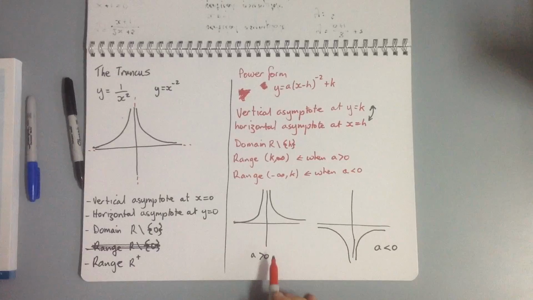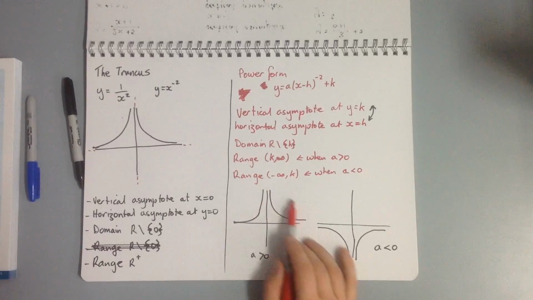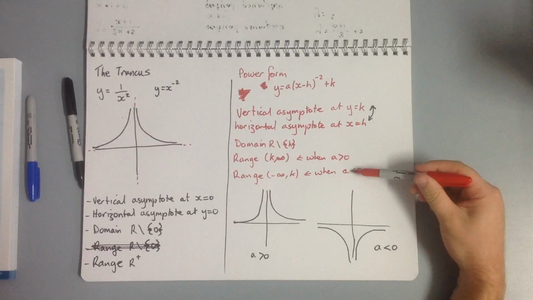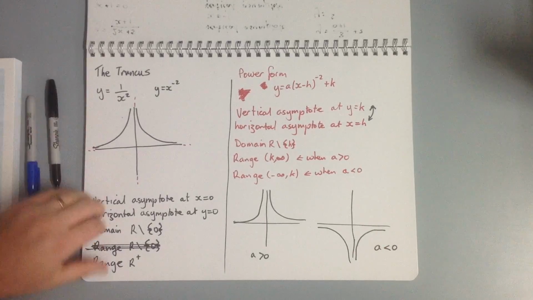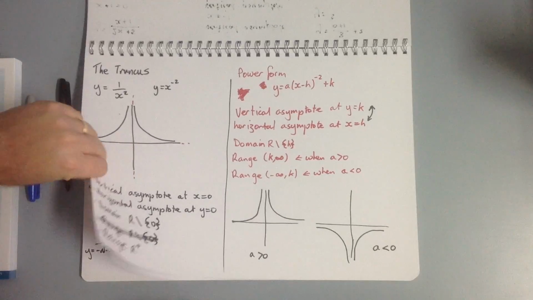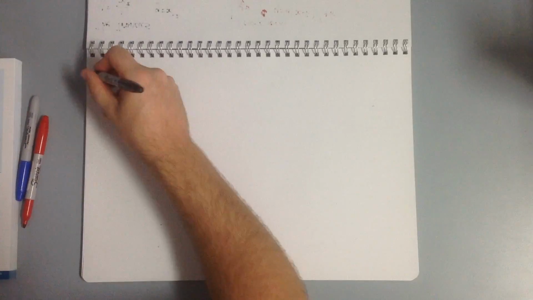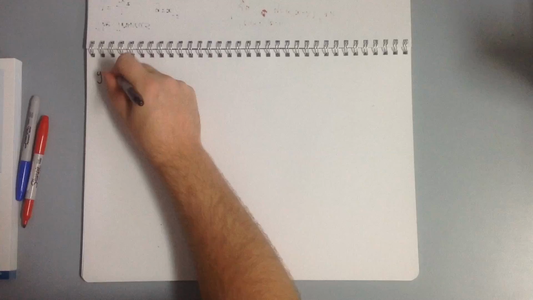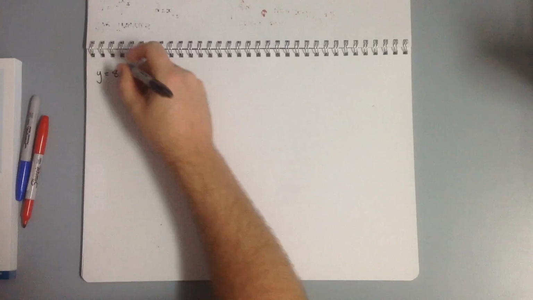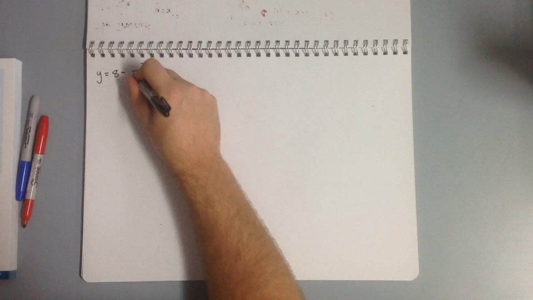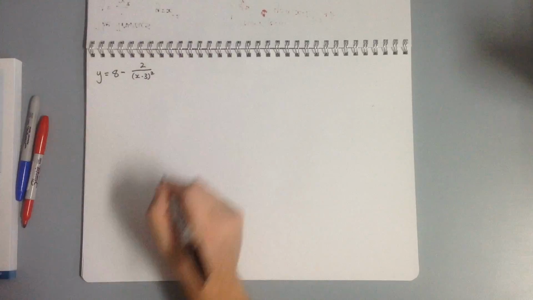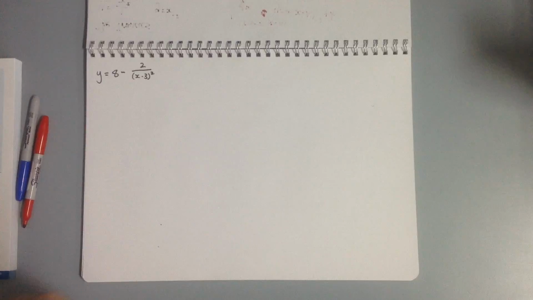So when a is bigger than 0, a is positive, the graph is going to look like this. When a is negative, or less than 0, it's going to be reflected in the x-axis. So we'll flip over and have a look at doing a worked example for that one as well. For this we want to sketch a graph of y equals 8 minus 2 over x take 3 squared, and state the domain and range.